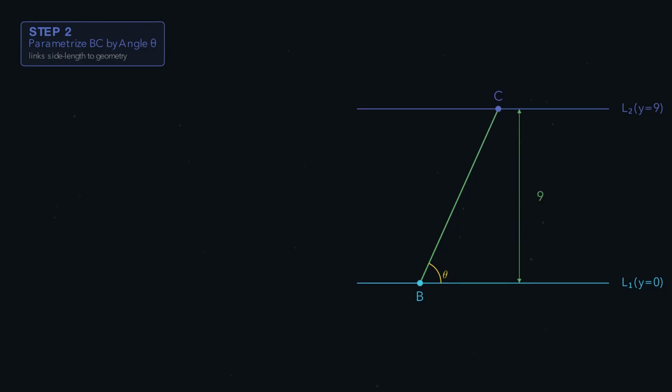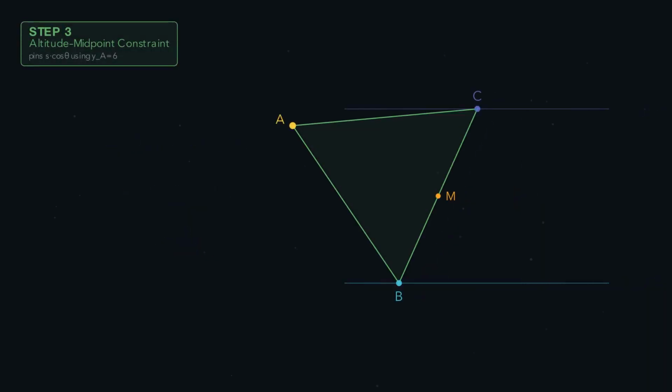Now, the side BC runs from L1 to L2, spanning a vertical height of 9. If it makes angle theta with the horizontal, then the vertical component is s times sine theta, which must equal 9. This single constraint links the side length to the angle. We don't need to fix B's horizontal position.